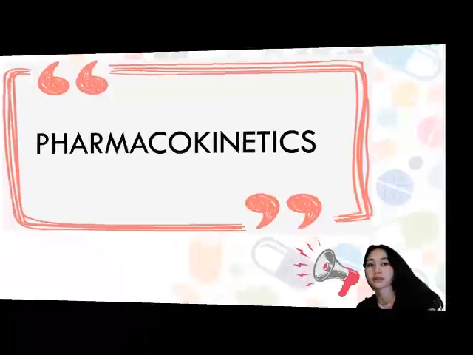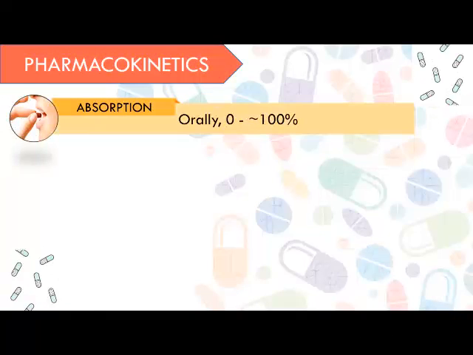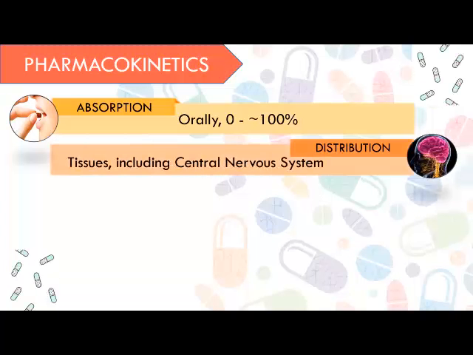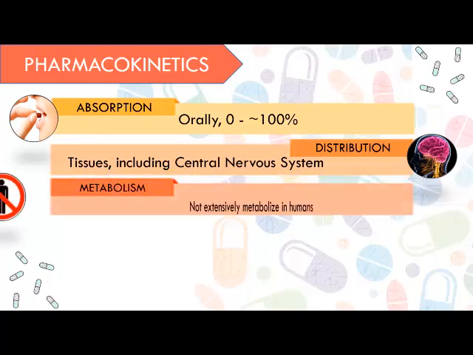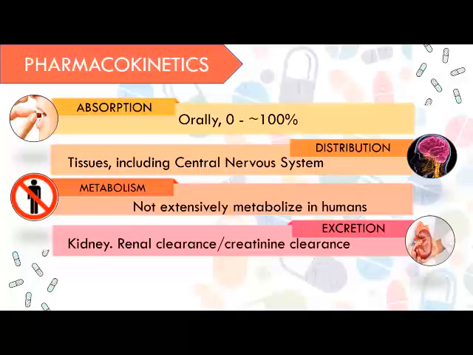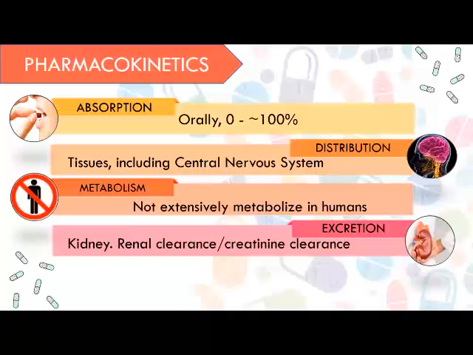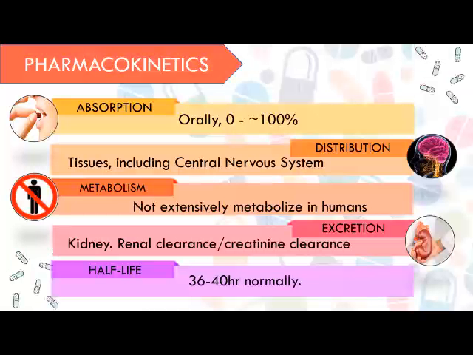Pharmacokinetics. I am absorbed orally and my absorption varies from 0 to nearly 100%. I am distributed widely to tissues including the central nervous system. I am not extensively metabolized in humans and almost two-thirds of me is excreted unchanged by the kidneys. My renal clearance is proportional to creatinine clearance and my half-life is 36 to 40 hours in patients with normal renal function.